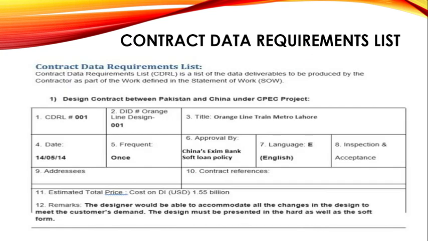Now we have seen the last phase of this project, known as the Contract Data Requirement List, which we can also call CDRL. For the CDRL, first it was designed by CPEC, in which you can see the Orange Line train by CRRC. It was made at $1.55 billion and was signed by the Exim Bank as a soft loan, and it was given on 14/5/15.